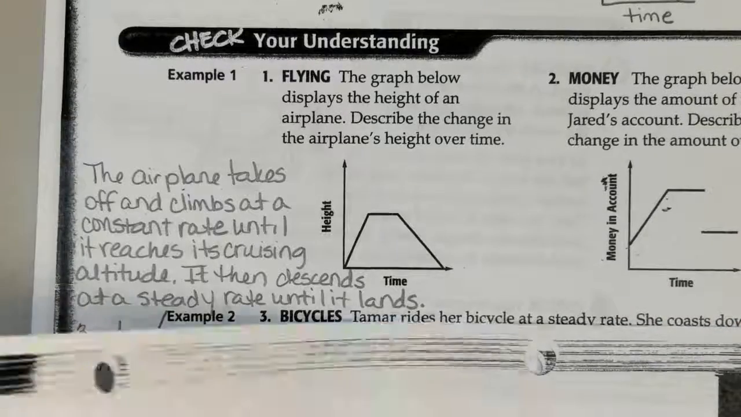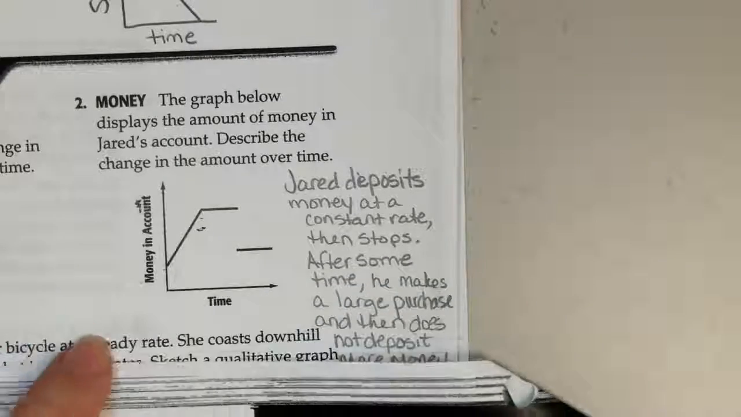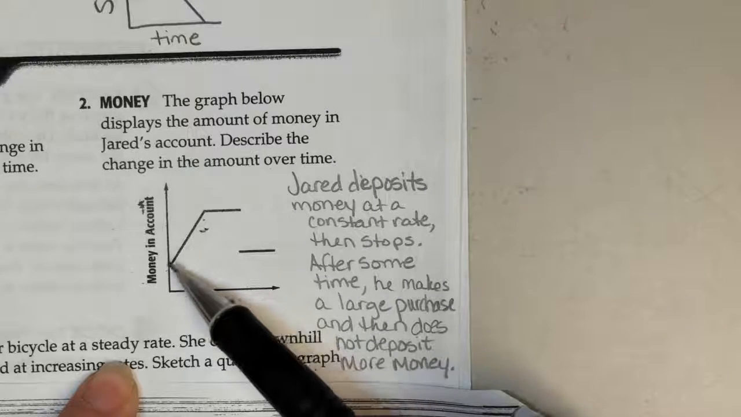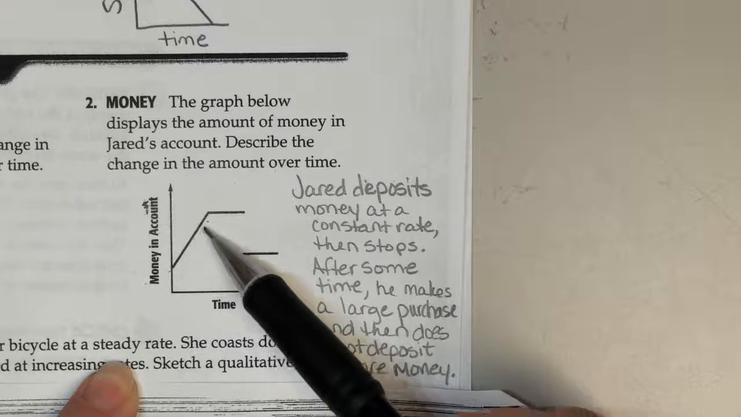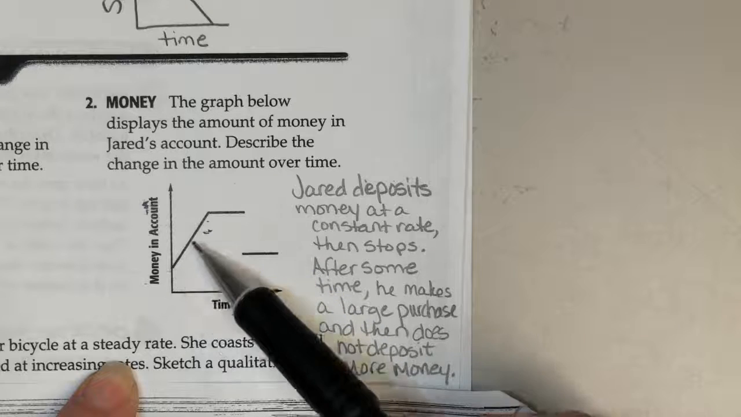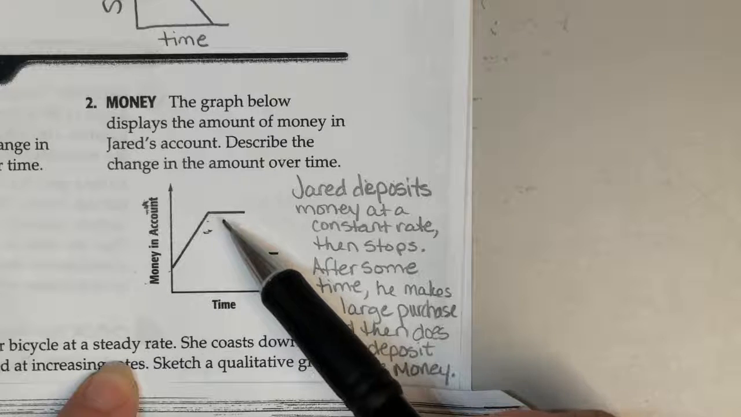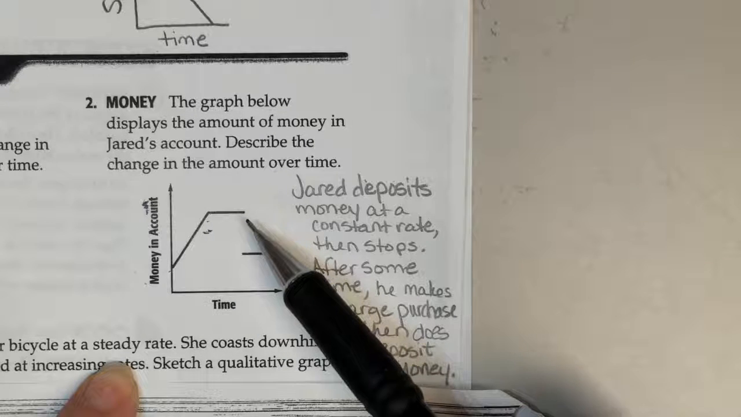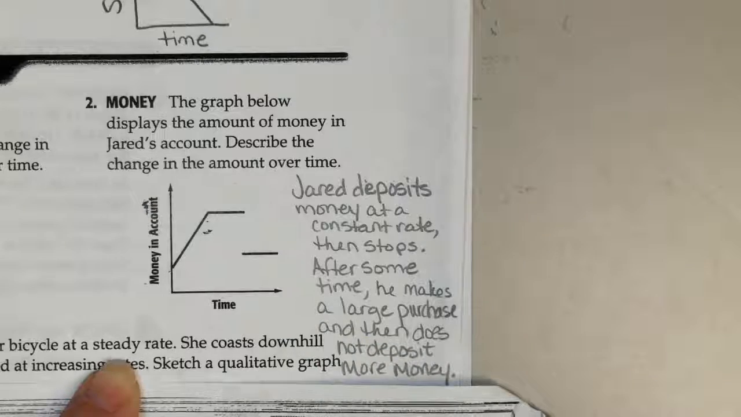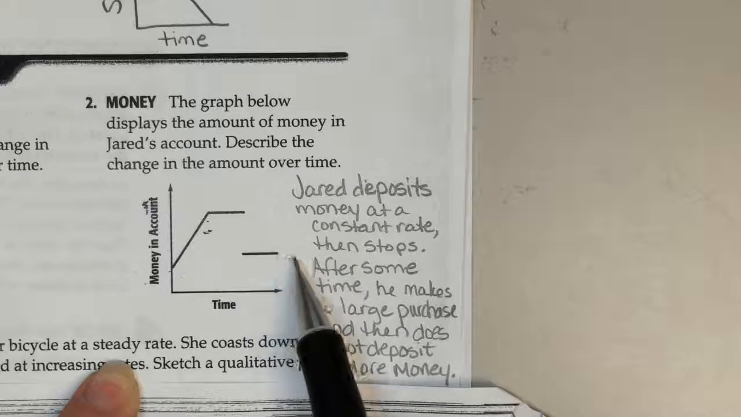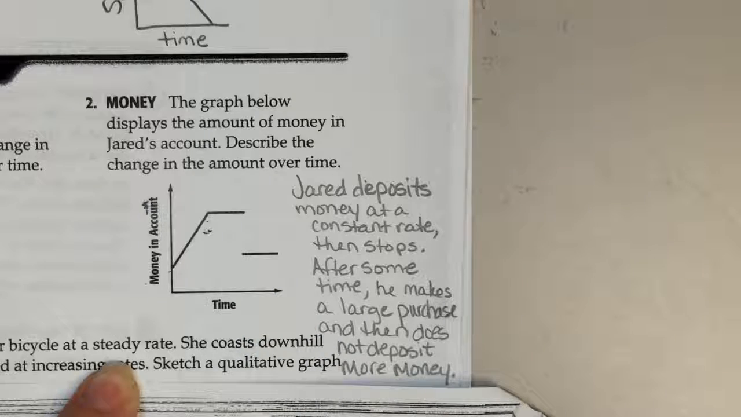The one right beside it, about Jared and his money. You can see that Jared deposits money at a constant rate. He might be putting in $25 a week. Whatever he's doing, it's the same every time he goes to the bank because that's going up at a steady rate. And then he stops because the balance in his account stays exactly the same. And then all of a sudden he makes a large purchase because look, his balance jumps from here to here. And then it stays the same again.